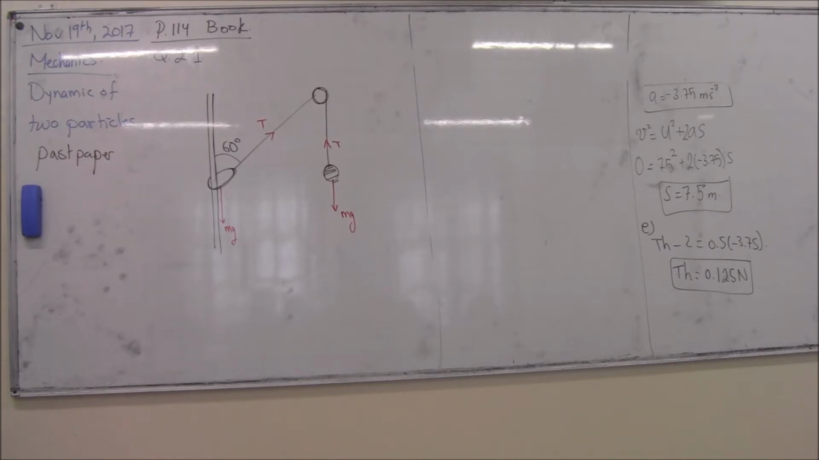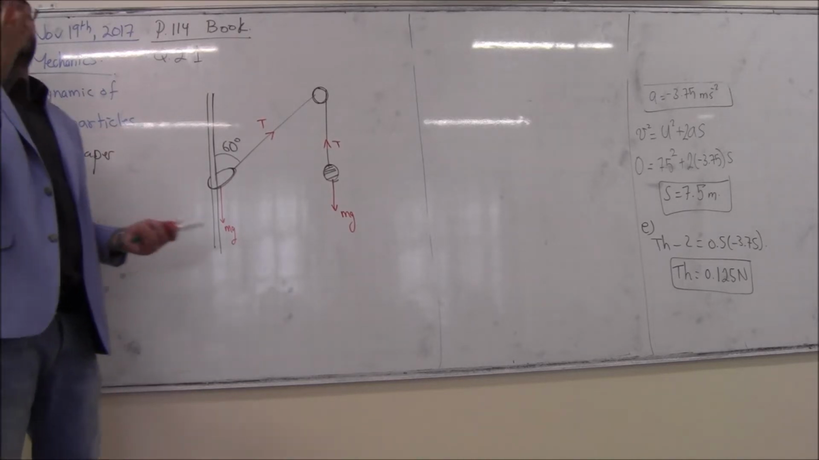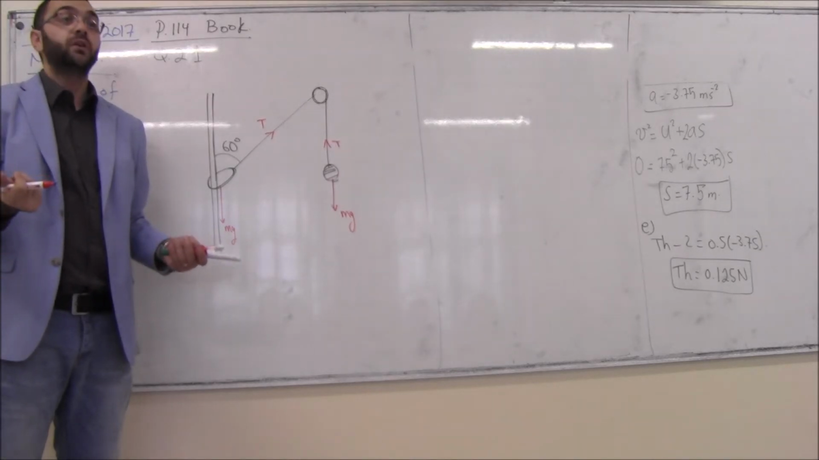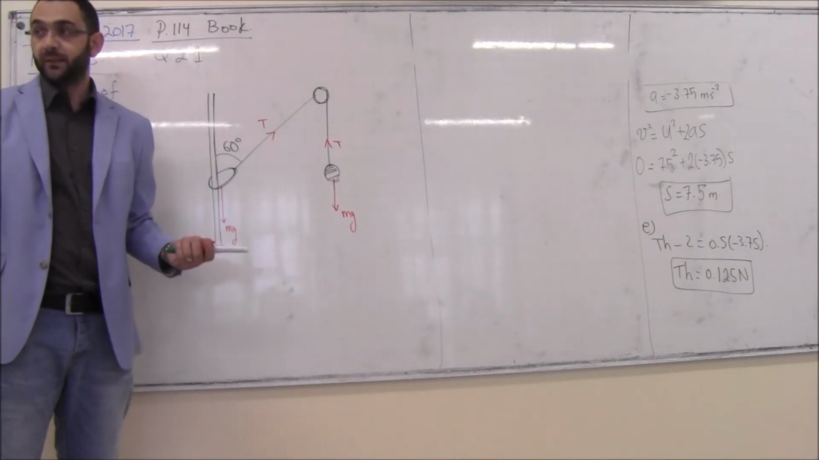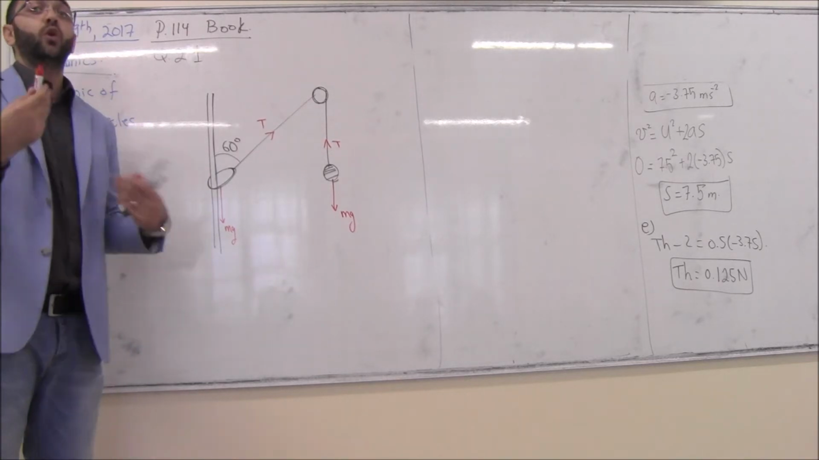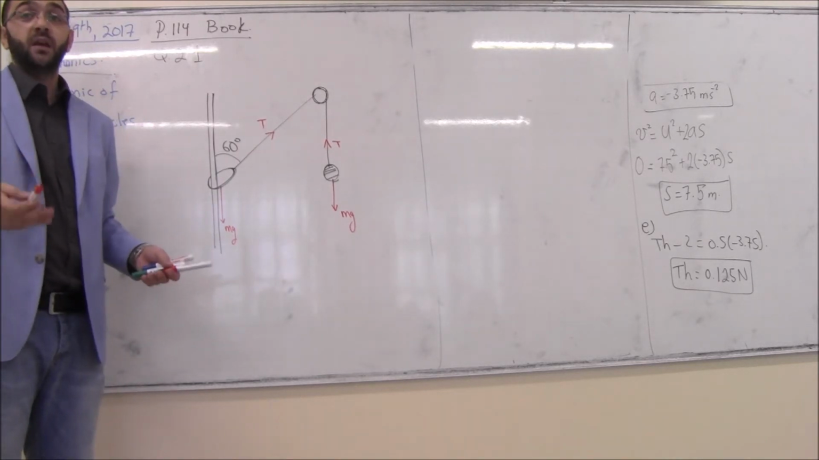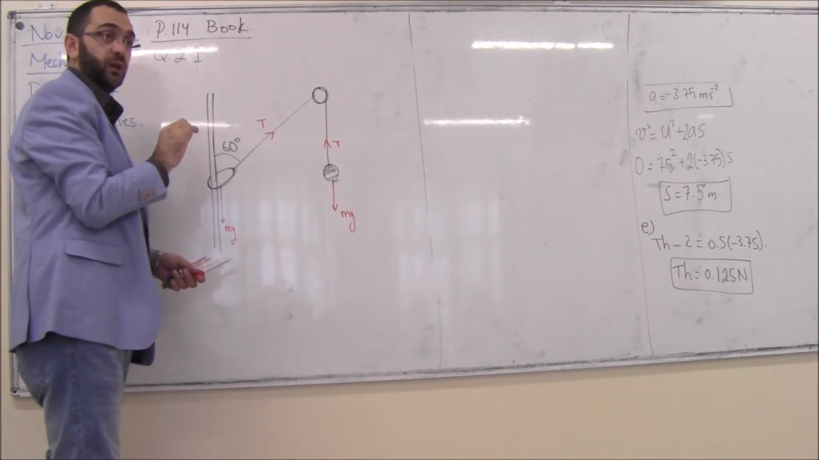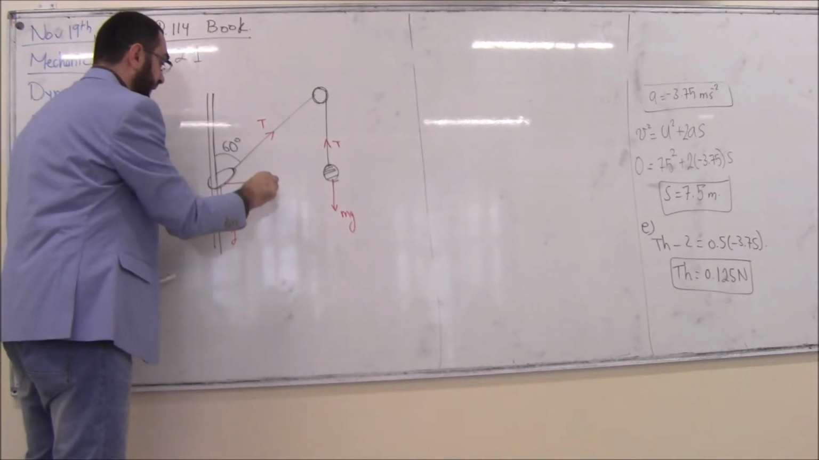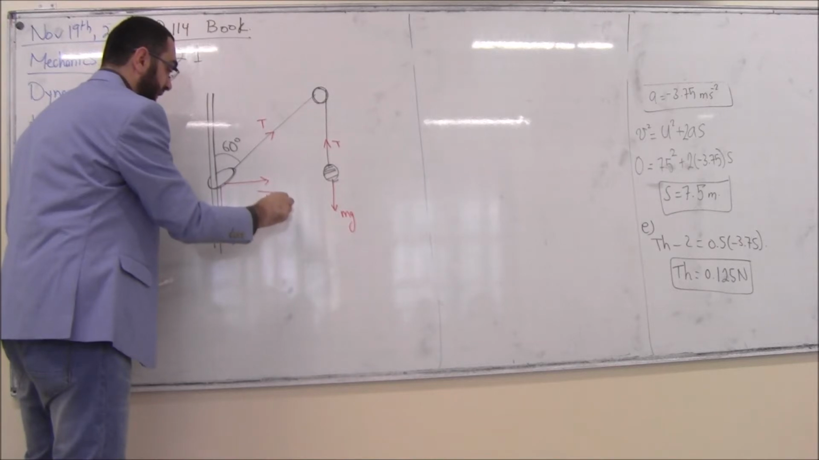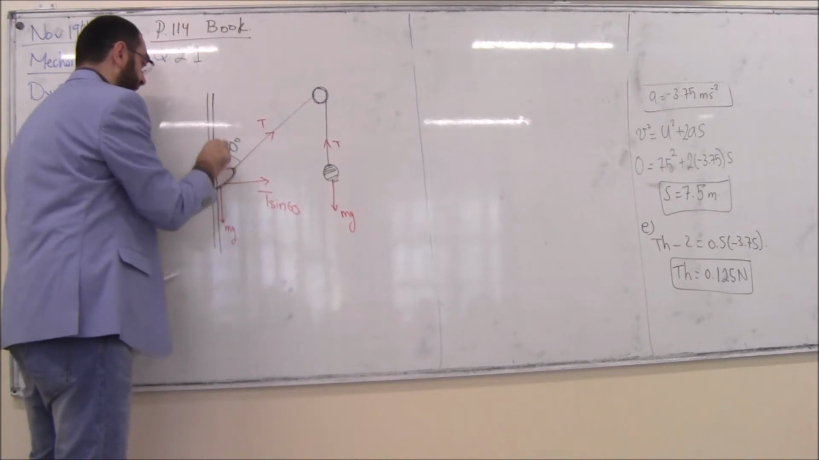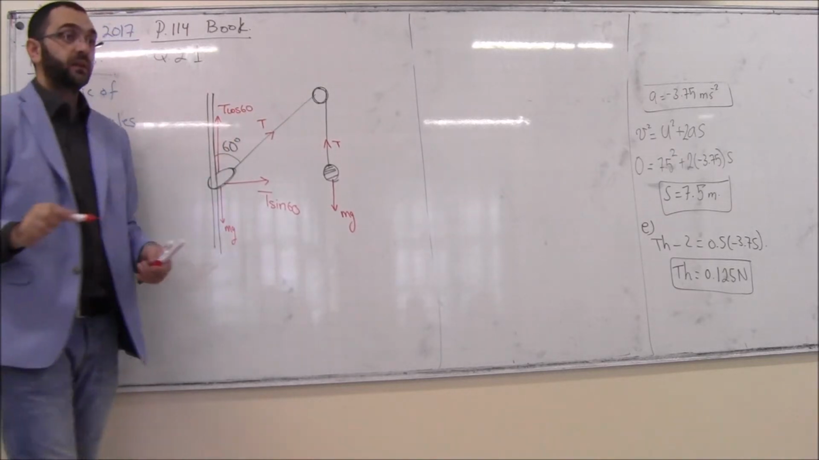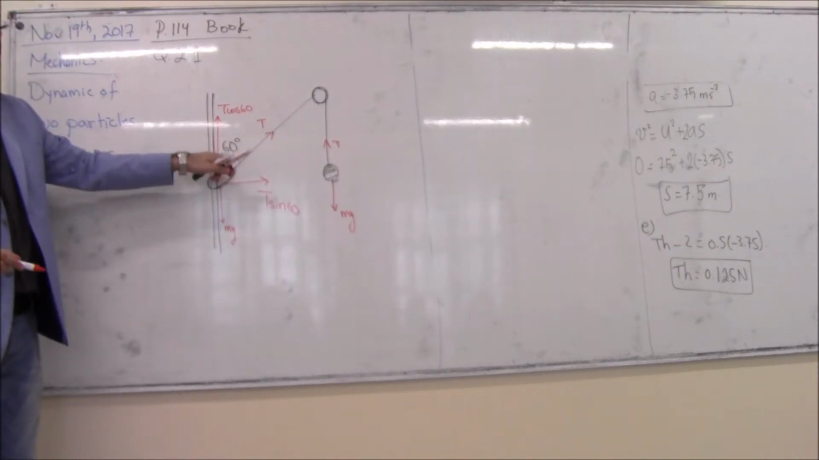Listen, because we are not given the direction of motion. Yes, exactly. Now what I have to do before that is resolve the tension. Here, T sine 60, and here, T cosine 60. The angle is given with the vertical.